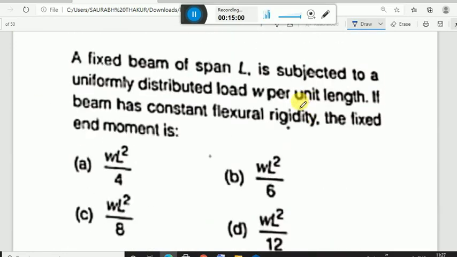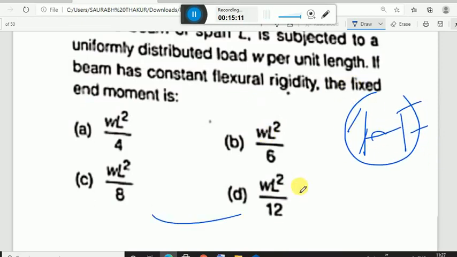Okay. A fixed beam of a span is subjected to a uniformly distributed load W per unit length. If the beam has constant flexural rigidity, the fixed end moment is WL square upon 12.